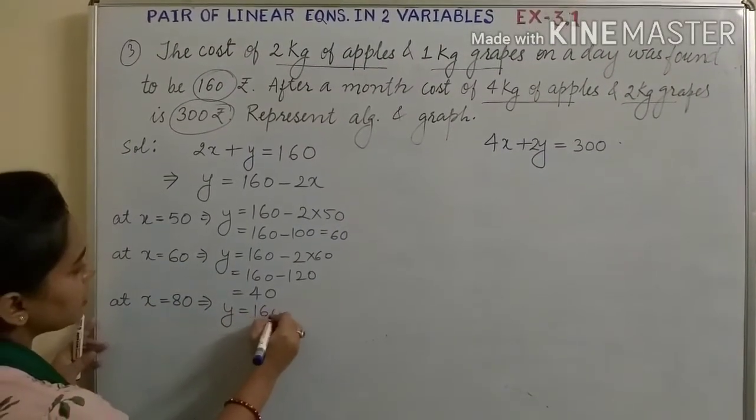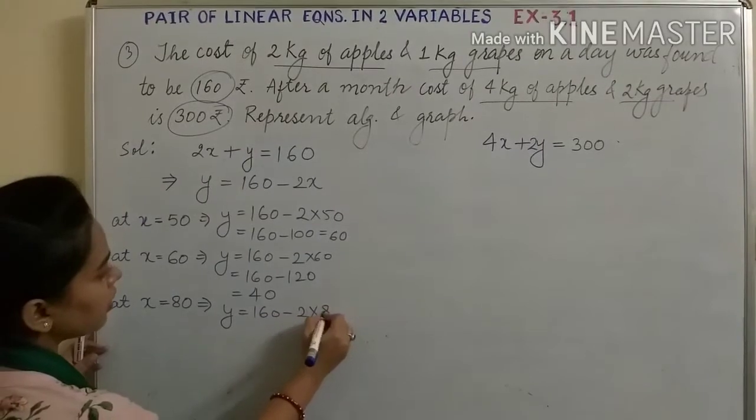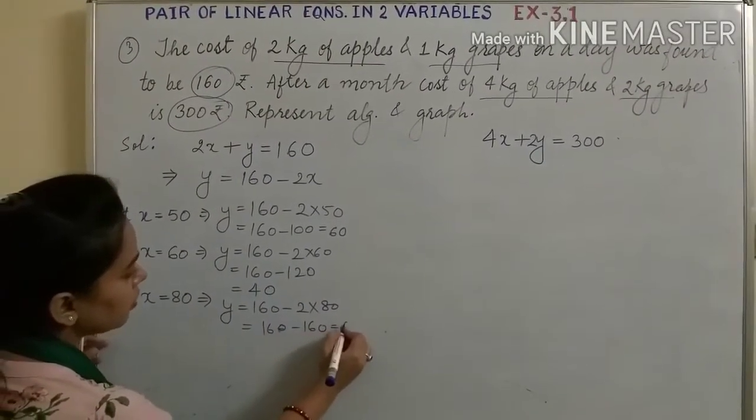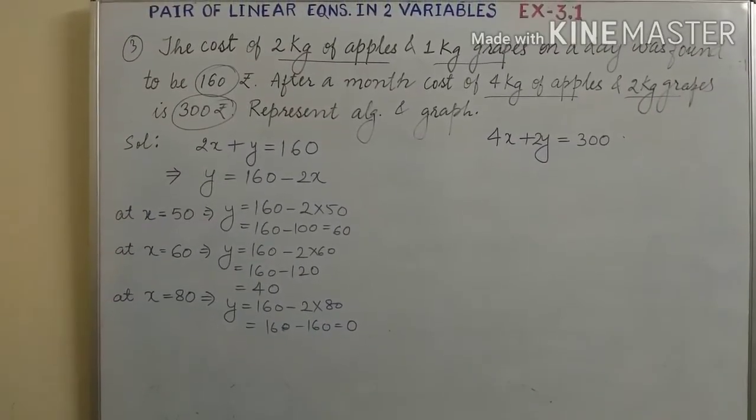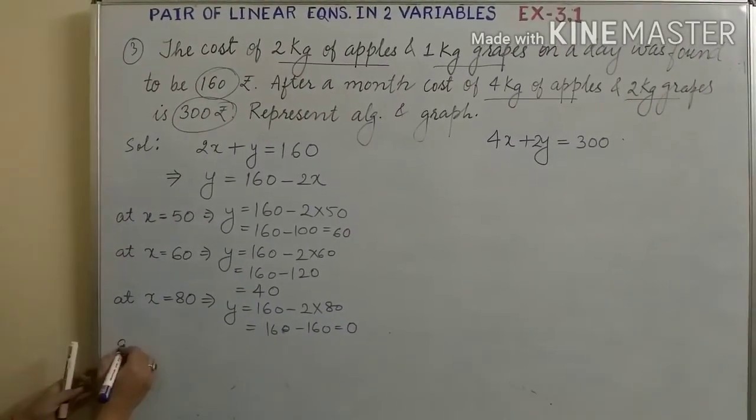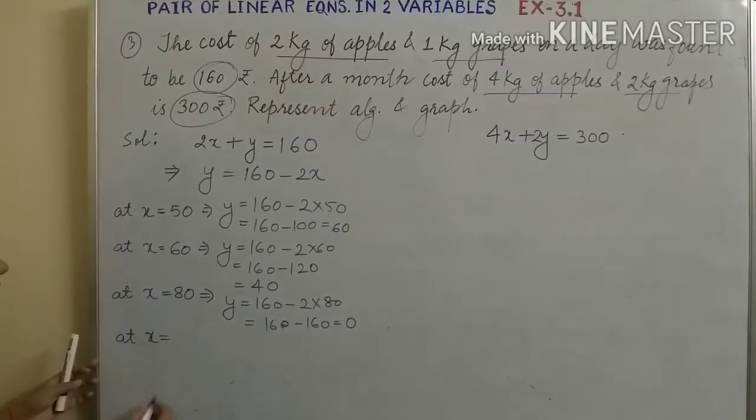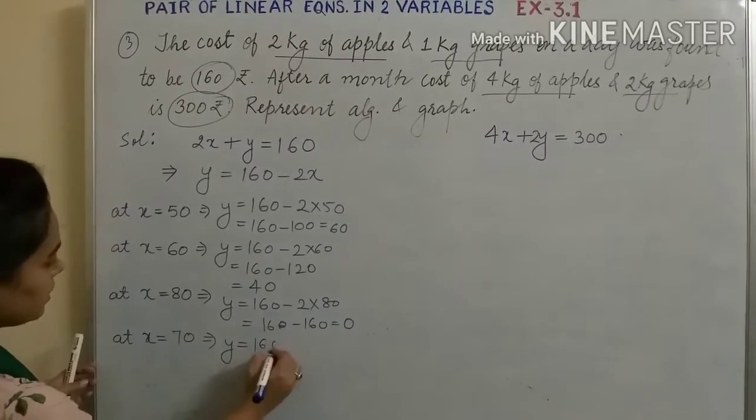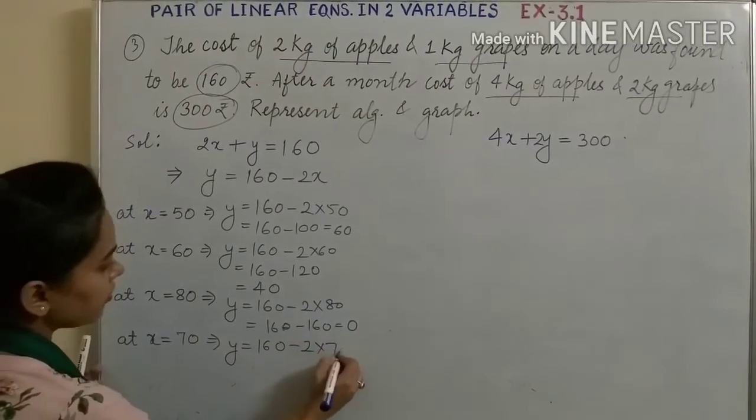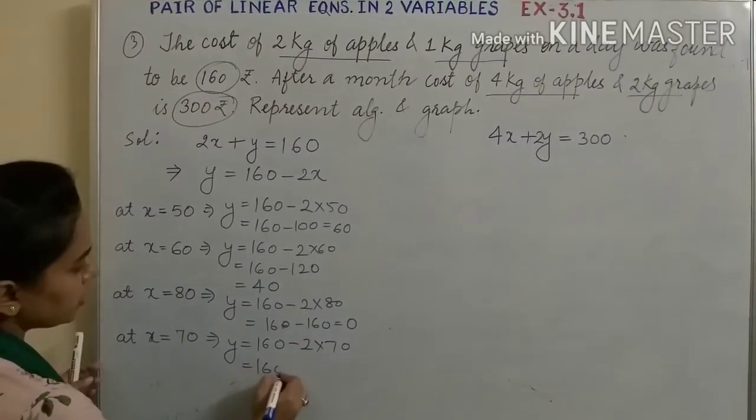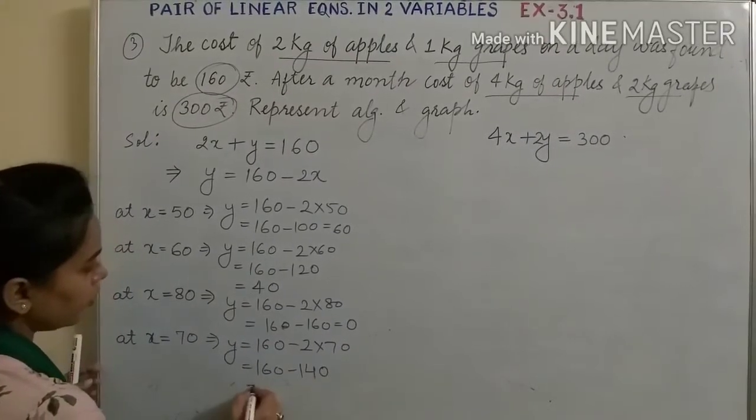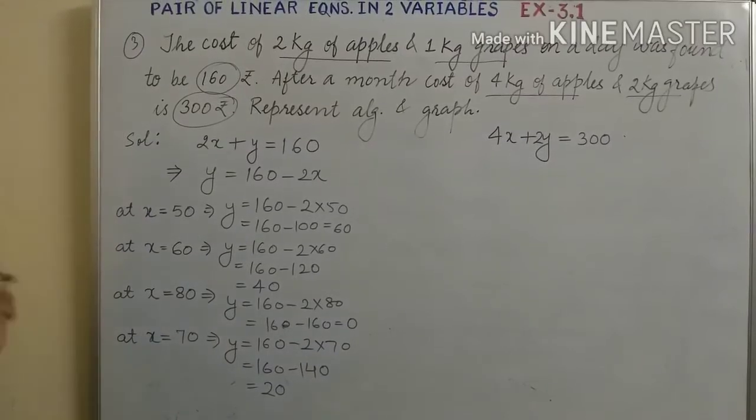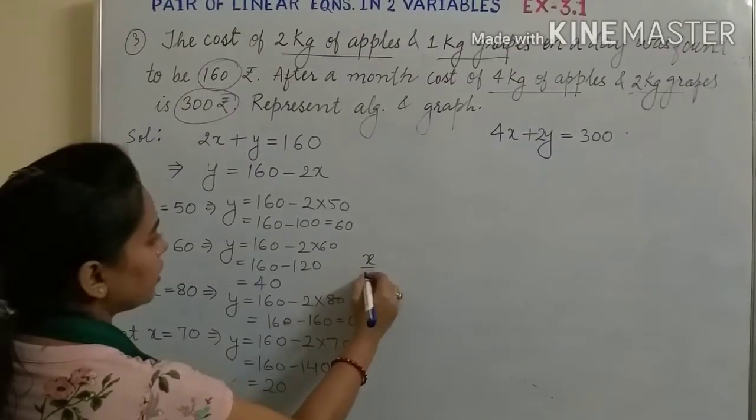y equal to 160 minus 2 into 80, 160 minus 160 equal to 0. Let us take one more. At x equal to 70, y is equal to 160 minus 2 into 70, 160 minus 140 equal to 20. Okay. Now let us collect all the values in the box.